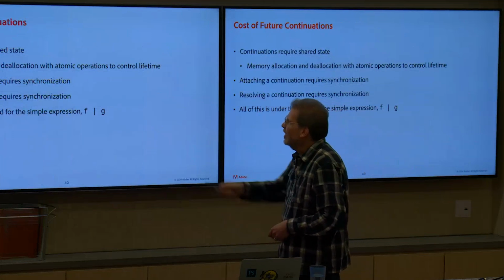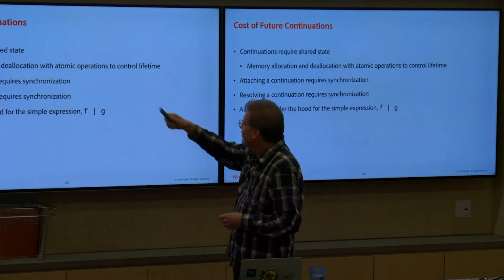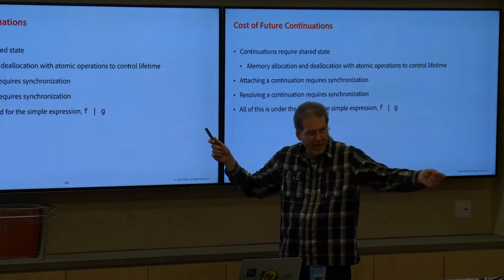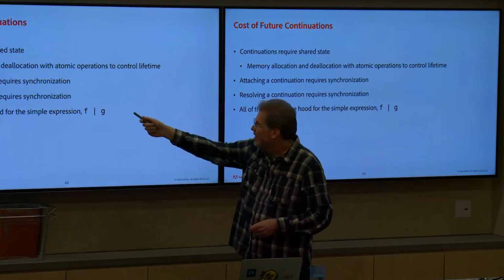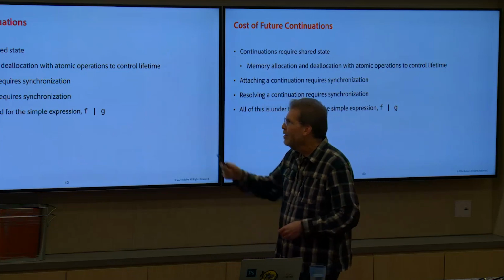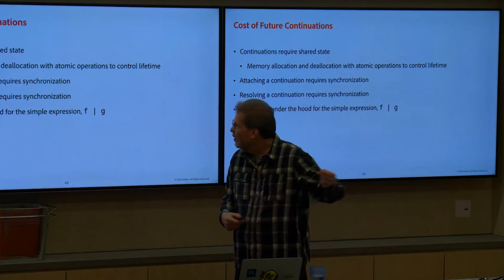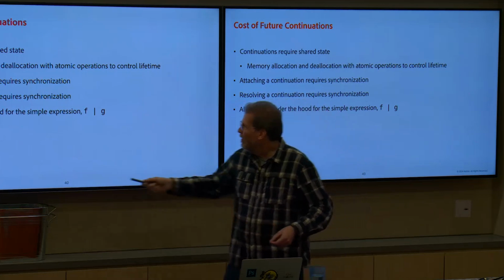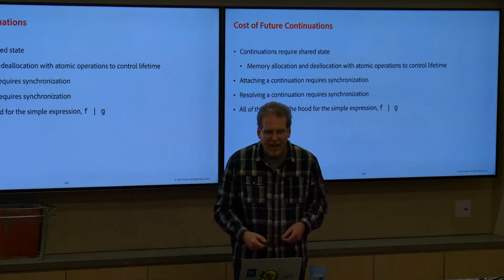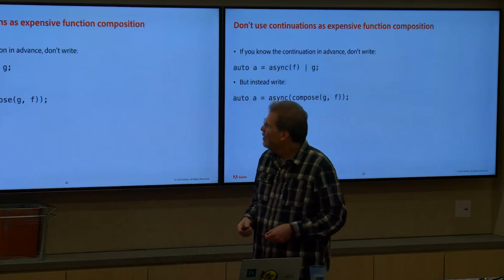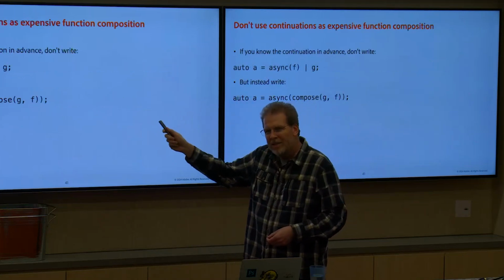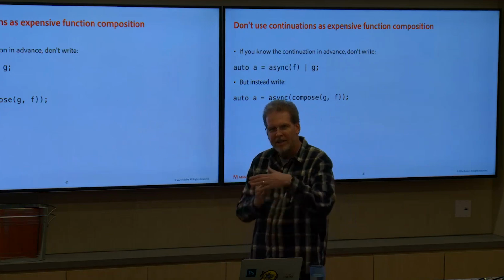Okay, so our continuations require shared state, memory allocation, and deallocation with atomic operations to control the lifetime of that shared state, plus attaching a continuation requires some synchronization, so we've got an atomic operation for that, plus resolving the continuation requires synchronization, and all of this is under the hood of this simple little pipe operator. Okay. So the end result is that the pipe operator is 100 to 1,000 times the cost of just a function call.